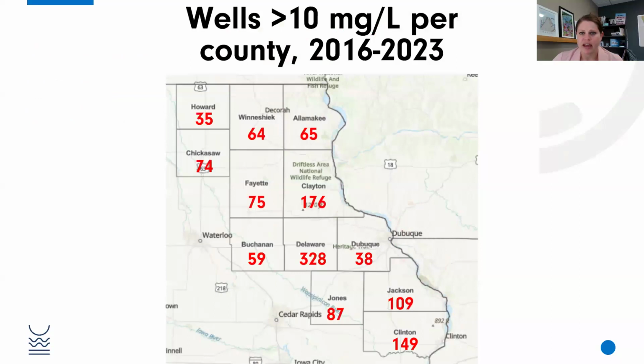Looking at the most recent set of data from 2016 to 2023, these are the number of wells in each county that tested above that level. And there's a pretty big discrepancy here from county to county, and that can have to do with the number of wells that are in the county, with the frequency at which the wells are tested and the Grants to County program is utilized in the county. And also just the individual differences in the wells, how deep they are, and what aquifer they're drawing from. So we see a really high amount in Delaware County as well as Clayton County.